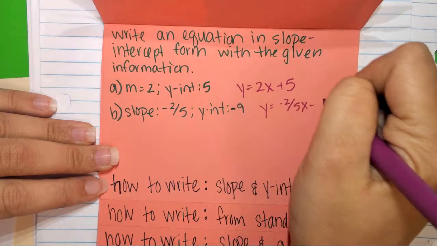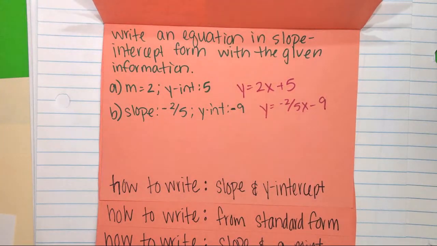All right, negative 2/5 x minus 9. Is that how you wrote it? Fantastic. Clean up. Zombies for homework.